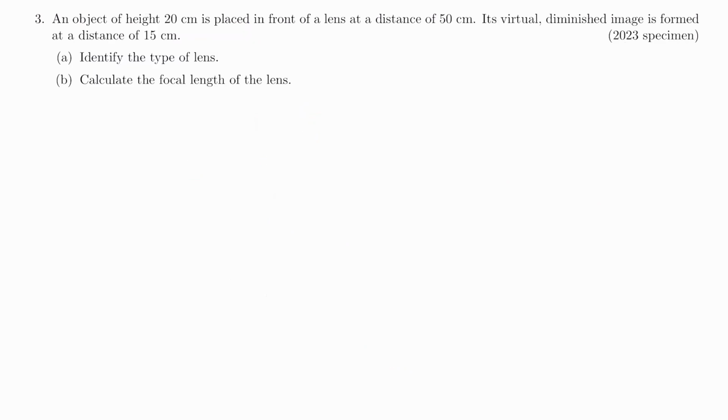Let's try one more question over here. So in this question, they've given the height of the object, which is 20 centimeter, placed in front of a lens at a distance of 50 centimeter. So the object is placed at a distance of 50 centimeter. So u is equal to minus 50 centimeter.